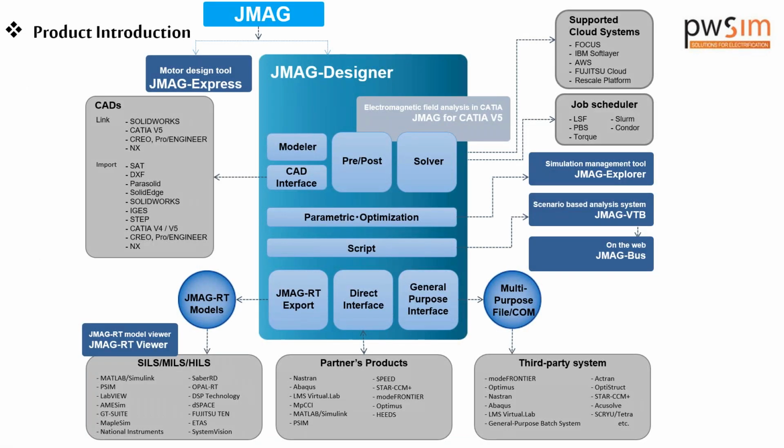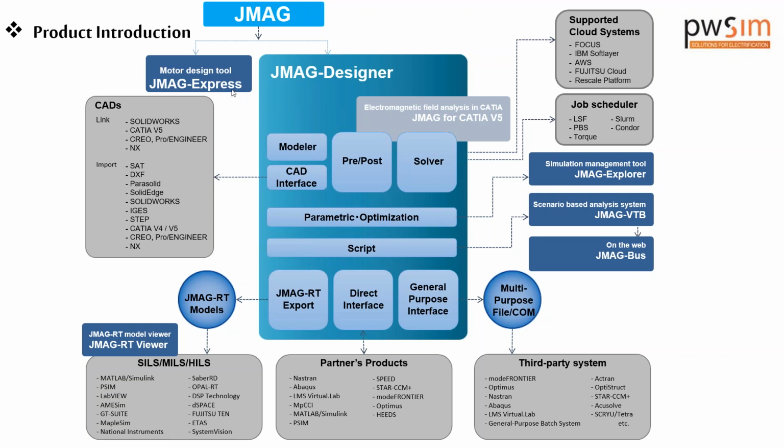So this is the complete product portfolio we have. If you can see, this JMAG Express is the basic design tool that I have talked about. Here is where you do the initial optimization based upon your design. And from here you go to the JMAG Designer. Designer is the complete FEA model which has pre-processing, post-processing, and a solver built in for solving your complex FEA problems. It also supports optimization, like I told you, parametric optimization.